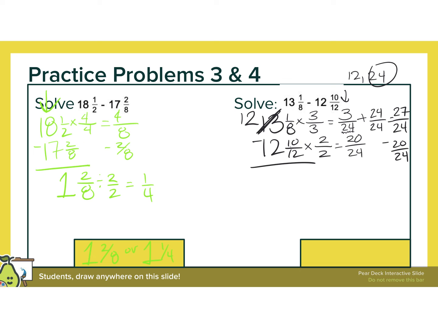27 minus 20 is 7. Denominator stays the same. There's nothing left here. I'm not going to write the 0 because it means nothing. Final answer is 7 over 24. Cannot be reduced, so that's it. 2 more and then your exit ticket.